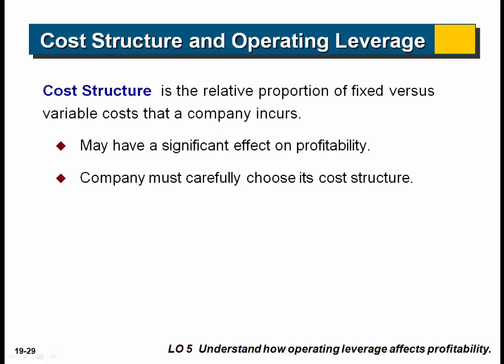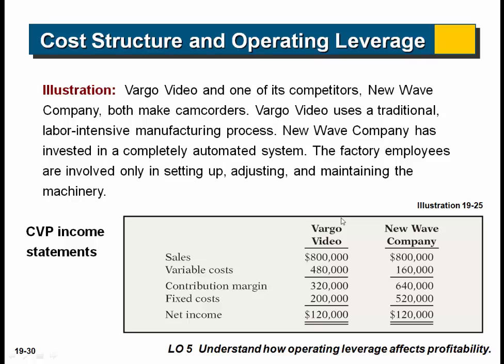That's why you see many small businesses not spending a lot of money initially when they start their business. They try and do it on a shoestring. So let's look at what this means. Vargo Video and one of its competitors, New Wave Company, both make camcorders. Vargo Video uses a traditional labor-intensive manufacturing process. New Wave has invested in a completely automated system the factory employees are involved in setting up, adjusting, and maintaining.